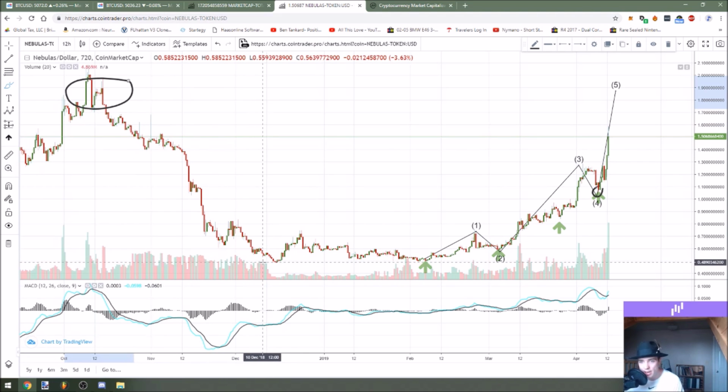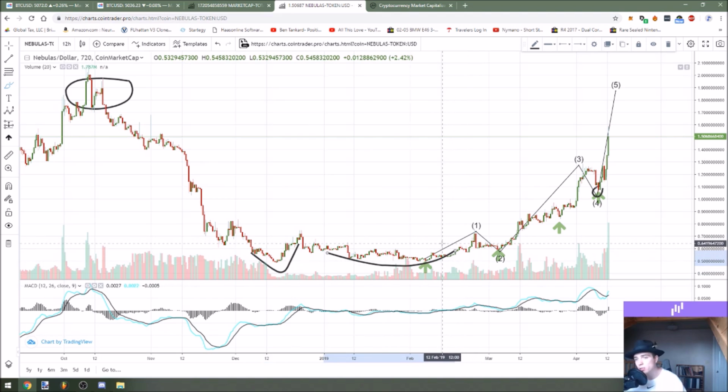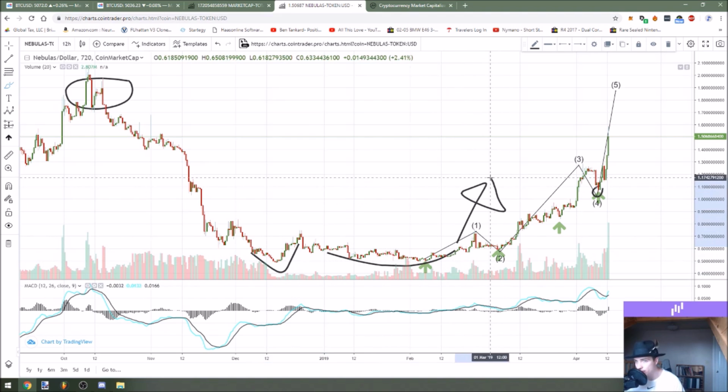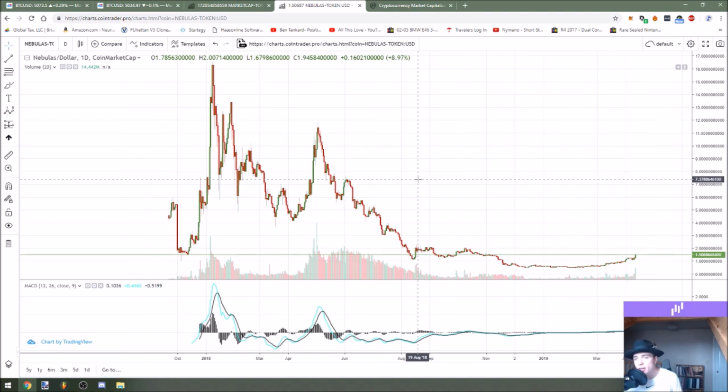Now this is the same bottom formation that we've seen across the market, which is that Adam and then Eve rounded bottom, which creates this nice uptrend afterwards. Now that is all what is going on in the smaller time frame.